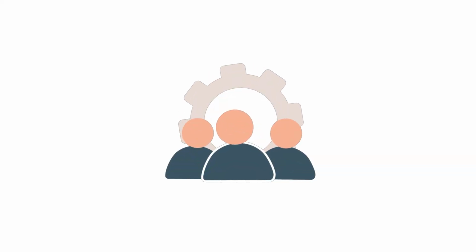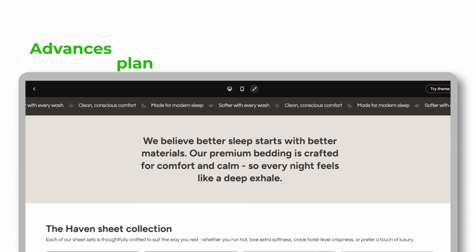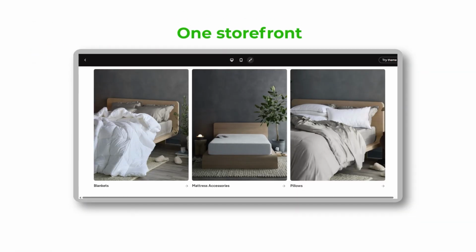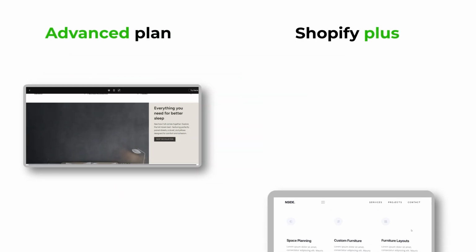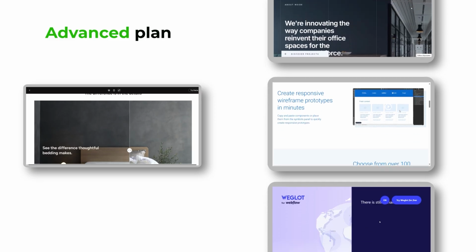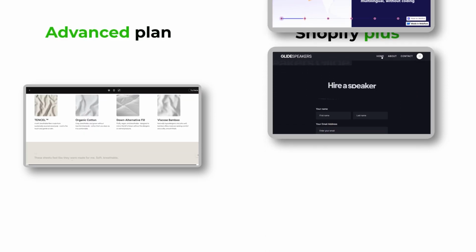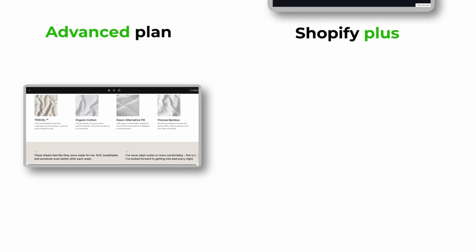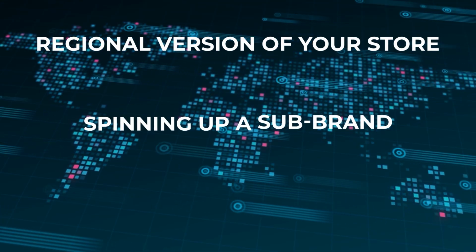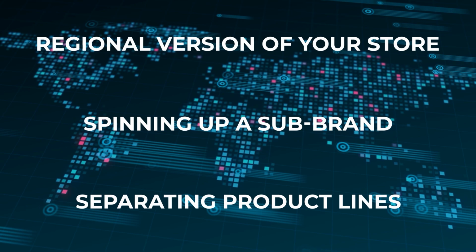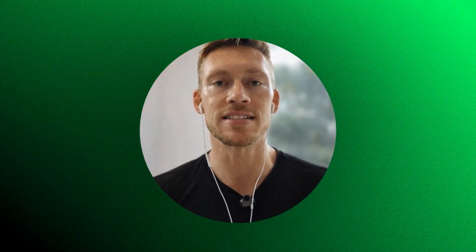Now, once your team starts growing, usually the next thing to follow is the business itself. You're going to expand into new brands, new regions, and new audiences. Here is where the Advanced plan hits a wall. One storefront. That's all you get. Shopify Plus lets you run up to 10 storefronts under a single account, with organization settings that let you manage staff, permissions, and themes across all of them from one place. So if you're launching a regional version of your store, spinning up a sub-brand, or separating product lines into their own homes, Shopify Plus is a must.